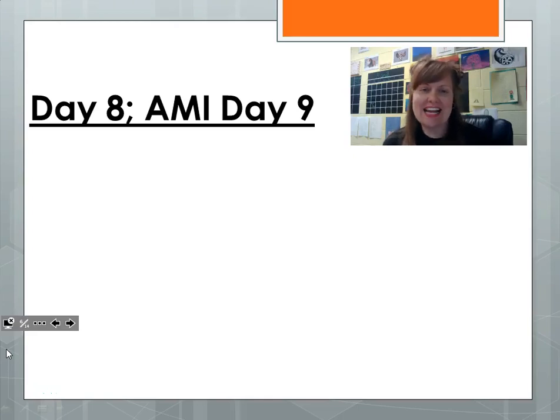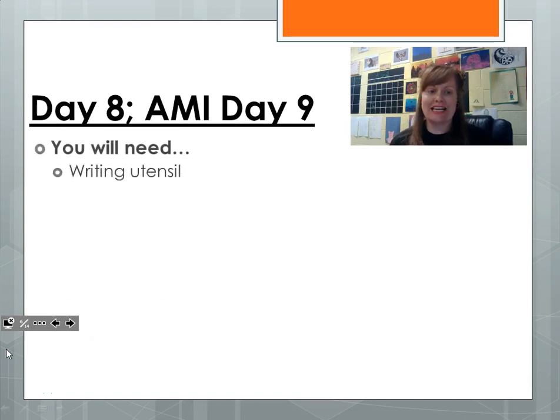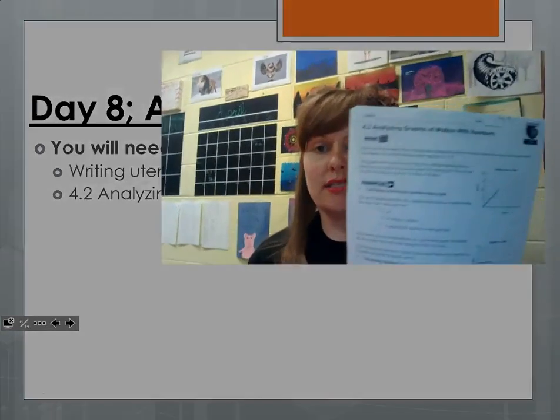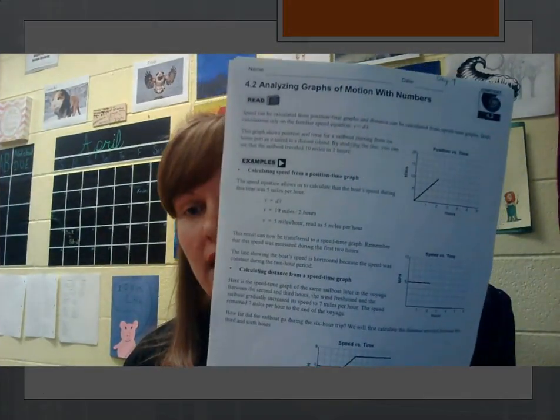Okay, today is day 8 with AMI day 9. Things that you are going to need for today's lesson. So, of course, a writing utensil, your 4.2 analyzing graphs of motion with numbers. It looks just like this. So you should go ahead and pull that up.